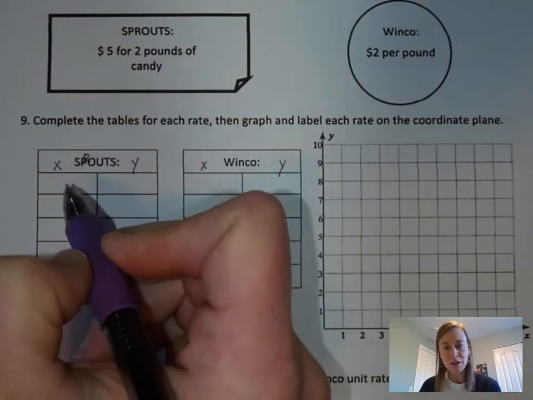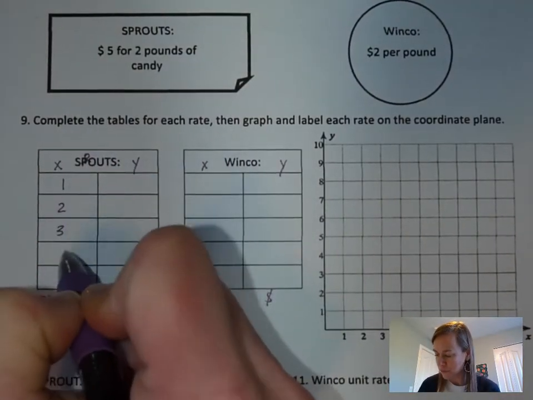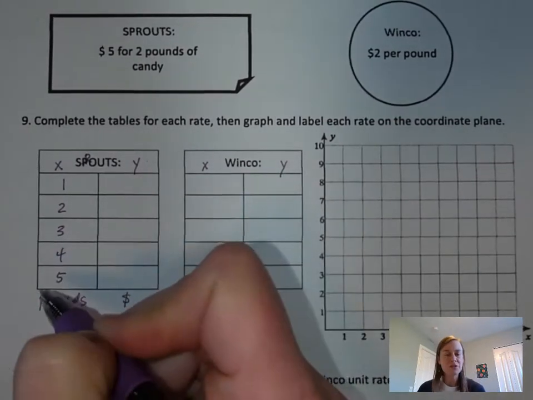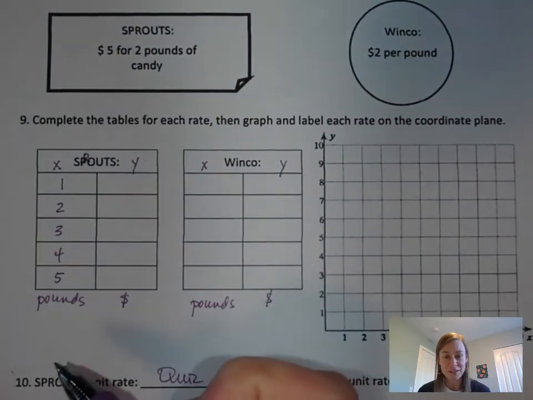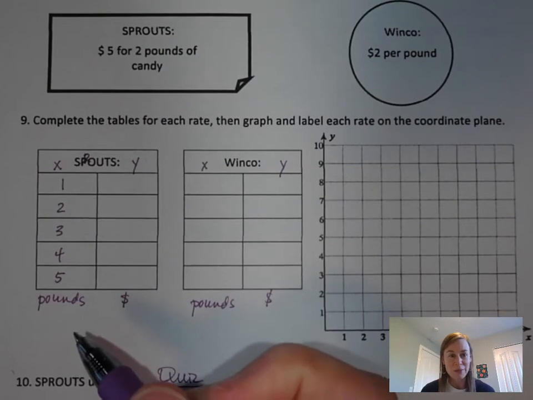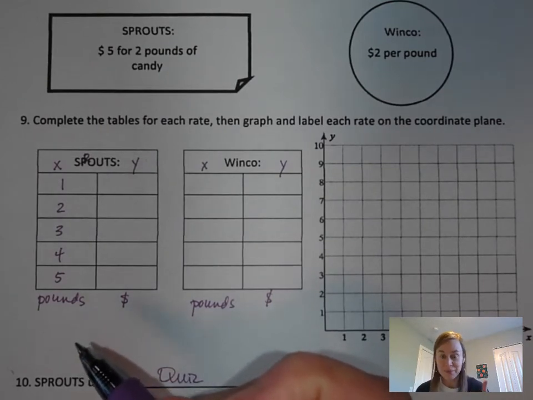Okay, so let's figure out the cost for 1, 2, 3, 4, and 5 pounds. Now if you started your list at 0, that's perfectly correct also. I just chose to start mine at 1. But like I said, if you start at 0, you're all good.